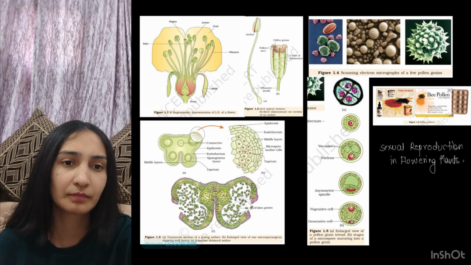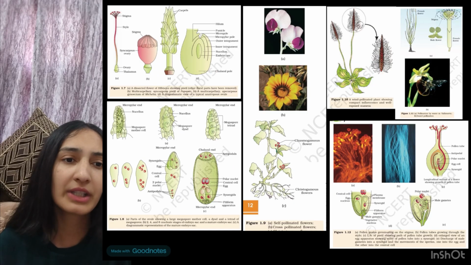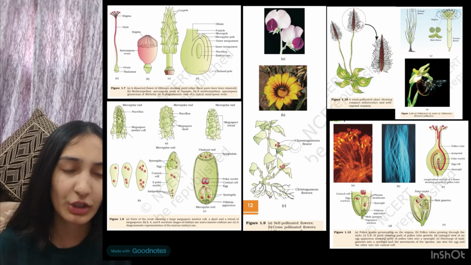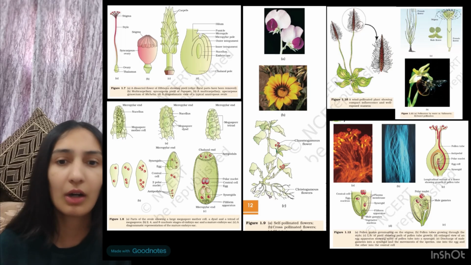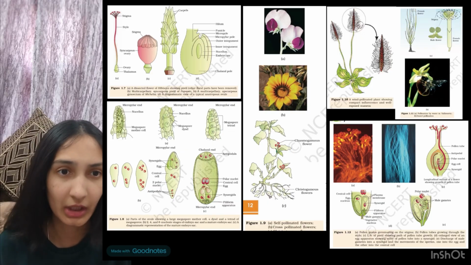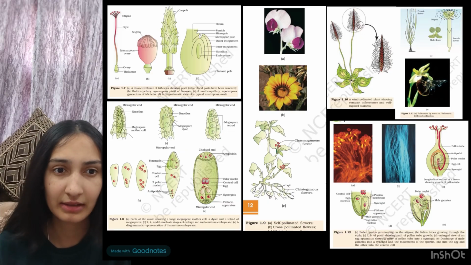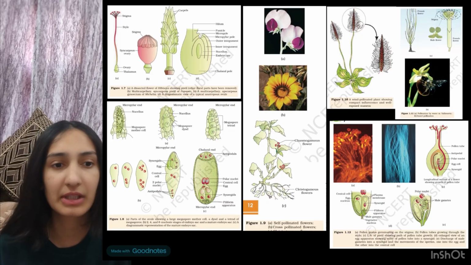Next, in figure 1.7, A depicts a dissected flower of hibiscus showing pistil. All the other parts have been removed. So we have stigma, style, and then we have the ovary and the thalamus.